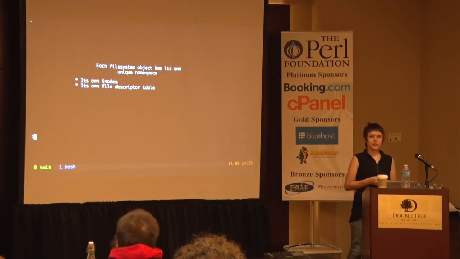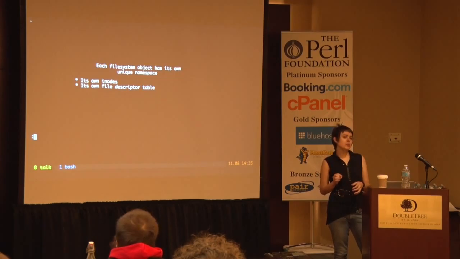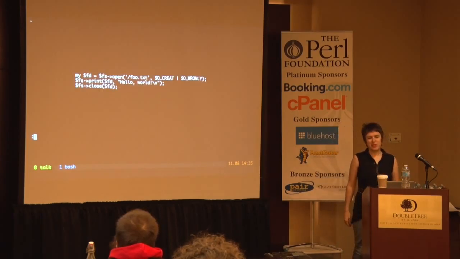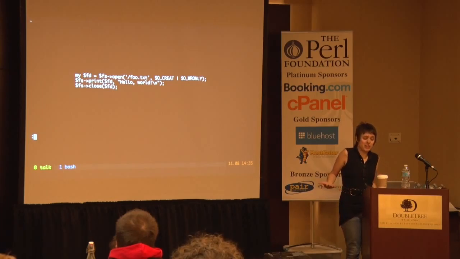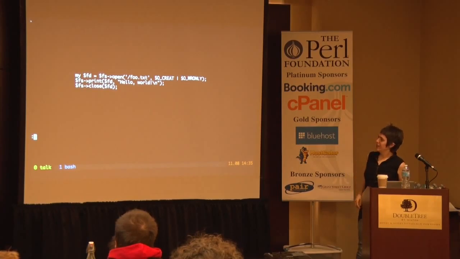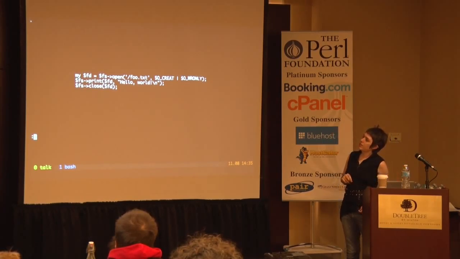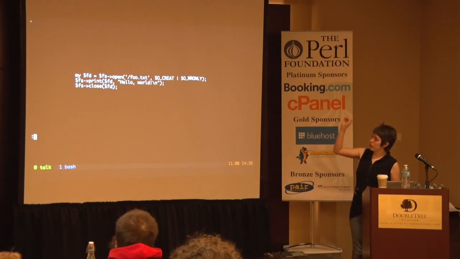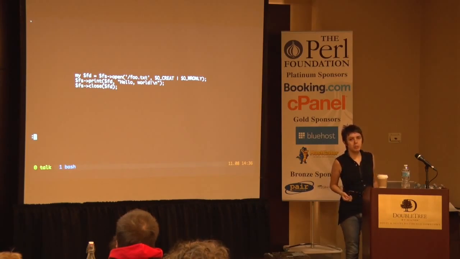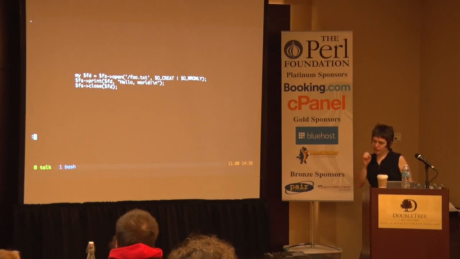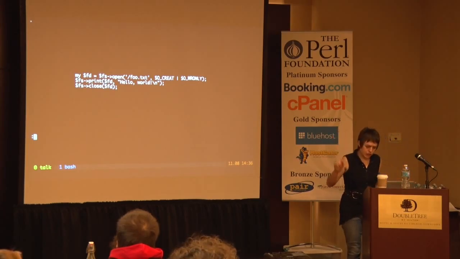Every file system object has its own separate file descriptor table, and these file descriptors, by the way, are numerical. I do that because I couldn't think of any reason why not to. I could have used symbols, I could have used objects, but numbers just seem fine. I can stuff them in a hash table. And this is an example of me obtaining a file descriptor on a new or existing file that I clobber and overwrite. If you're very familiar with the open system call that is provided in every POSIX world that I'm aware of, hence the name Filesys POSIX, then this shouldn't look too alien to you.